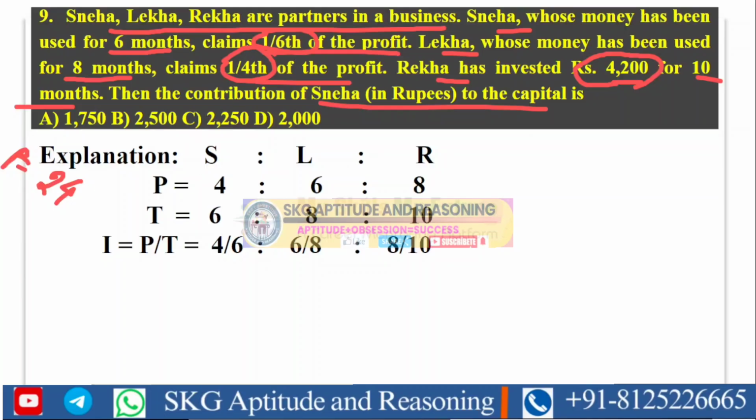So how many parts is Sneha claiming? One-sixth of the total profit. So what is one-sixth of 24? One-sixth of 24 is 4. And Lekha is claiming one-fourth of the total profit. So what is one-fourth of 24? It is 6.